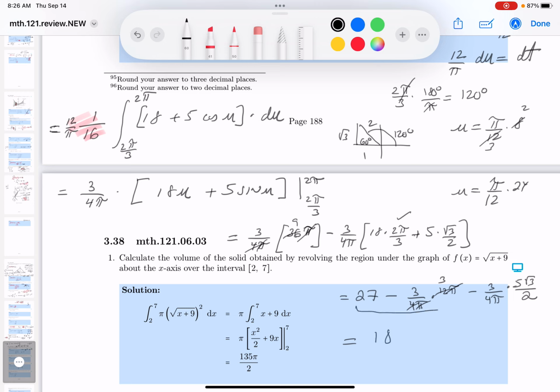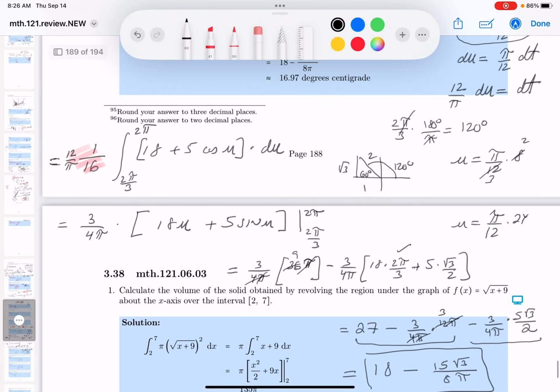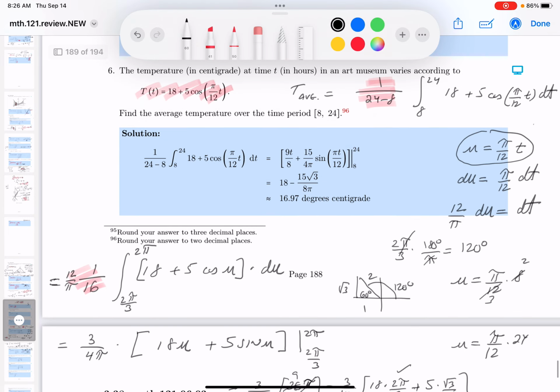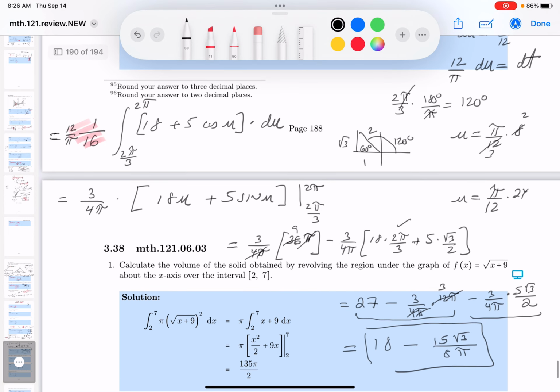So this part's done. Let's do this part over here. It's minus, and what do you see there? 3 times 5 is 15 root 3, and in the bottom, 8 pi. Now, certainly this is an exam question, so I'd write the answer down. I do want to point out the average temperature is going to be in degrees centigrade, so I'll write that over here.